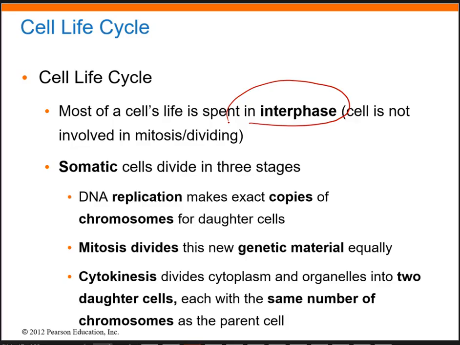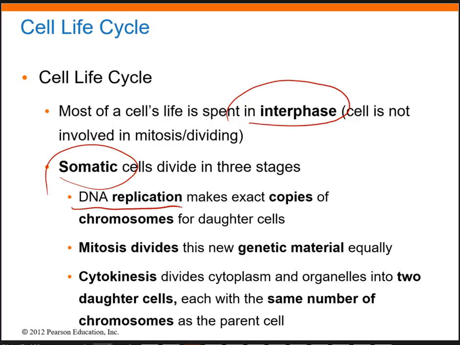Once a cell goes into the dividing stage, once it leaves interphase, then it's going to actually divide. It divides in three key stages. Somatic, that just means body cells. So not the sex cells, not the egg and the sperm, all of our other body cells divide in three stages. First is DNA replication. This is when the cell makes exact copies of its chromosomes.